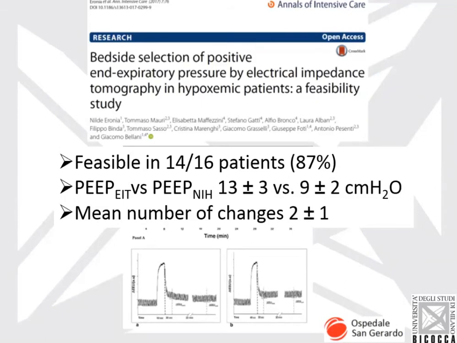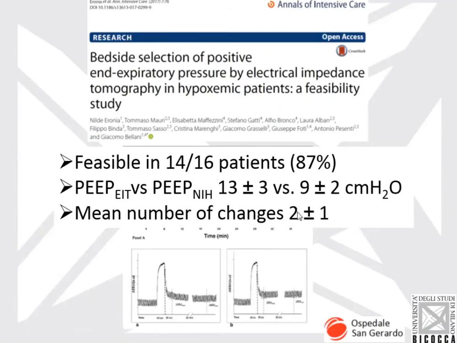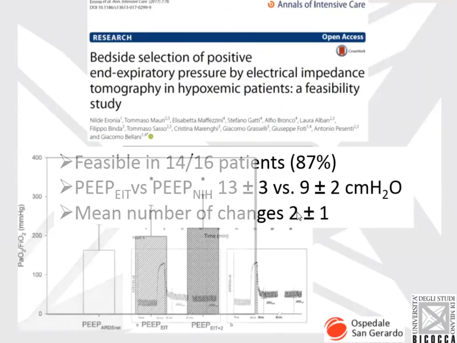The PEEP which we set by EIT was higher than the PEEP set by NIH, but there was not really a correlation between these values, and we had to change PEEP on average 2 times to achieve the final level.